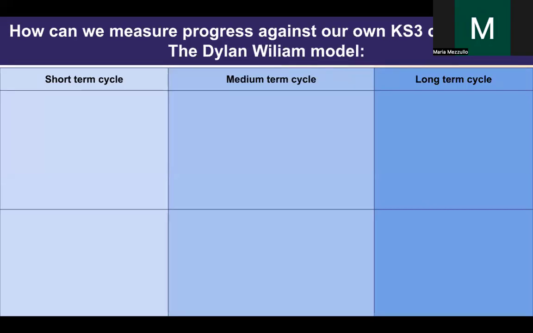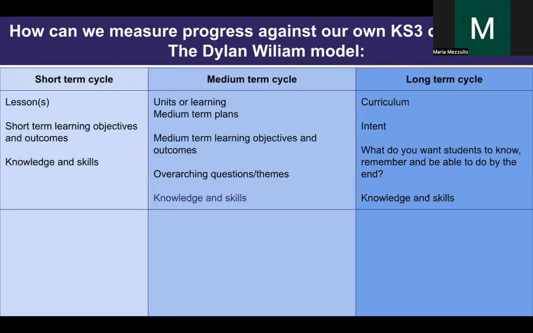So Dylan Wiliam talks a lot about assessment. He's an expert. And he talks about assessment being in cycles when we're teaching. And actually, I've kind of adapted his model and thought about curriculum being in cycles as well, and then mapped the assessment idea against it. So if we start with a rubric like this, and we think about short-term, medium-term, and long-term cycle, if we start with this idea of curriculum, so the first row is about curriculum.